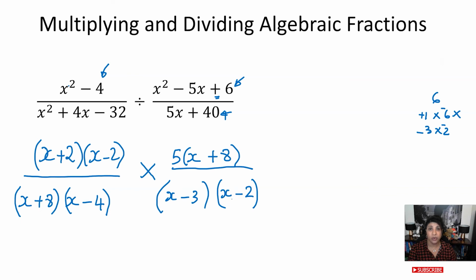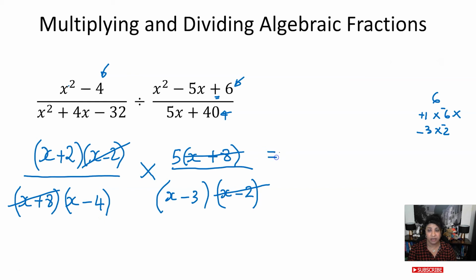So now you're done with all your factorizing, you need to check which brackets or what can cancel. Well, I can see x minus 2 and x minus 2 can cancel. And then what else do I have? Well, I have x plus 8 and x plus 8 here. So I've now got x plus 2 and 5 over here, and then I've got x minus 3 and x minus 4 here. Nothing is going to cancel there.